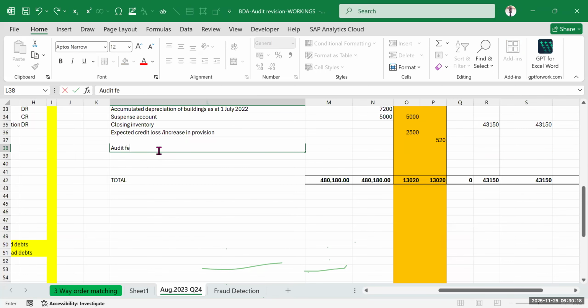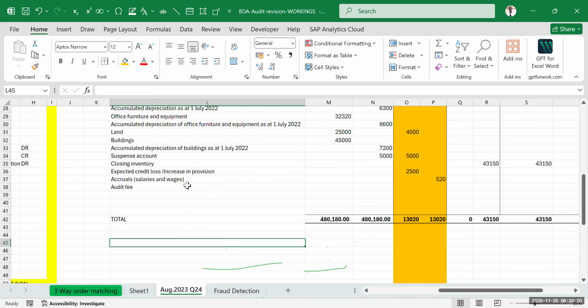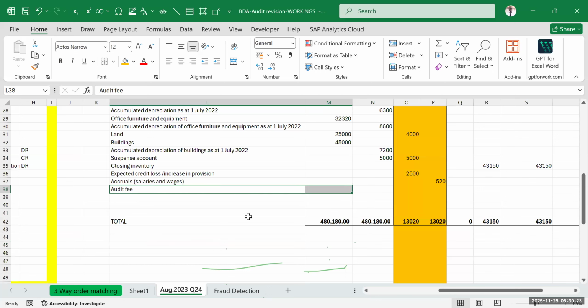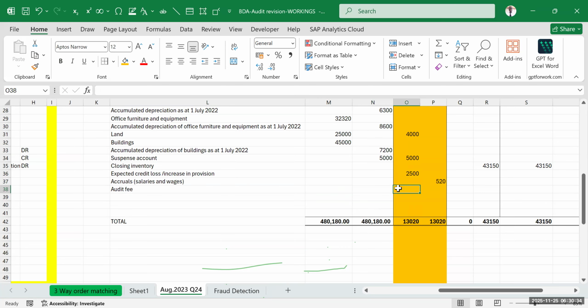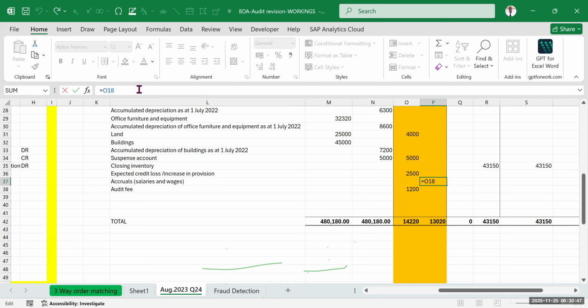So audit fee. I know it is a new posting, but because it is going to affect accruals, and accruals is already under adjustments, we must make sure we recognize the audit fee. It will be recognized as an expense. I believe we all agree this one will be an expense of 1200. At the same time, we have to ask ourselves, has it been paid? They've not told us if it's paid. So it will land in our balance sheet as a what? As a liability. Did I pick on the accruals? Yes, I did. It is going to land in our balance sheet as a liability or as an accrual.